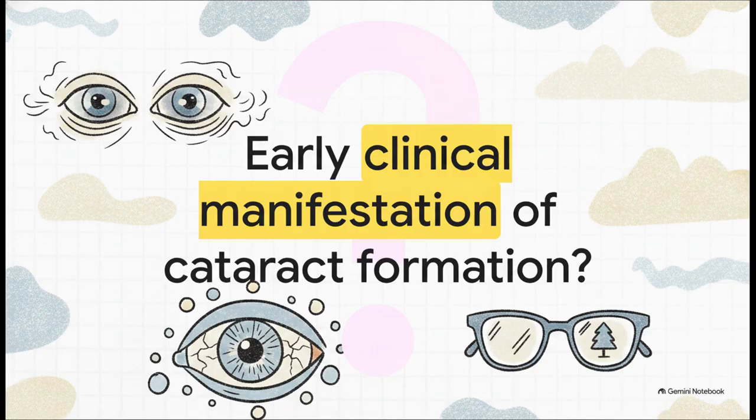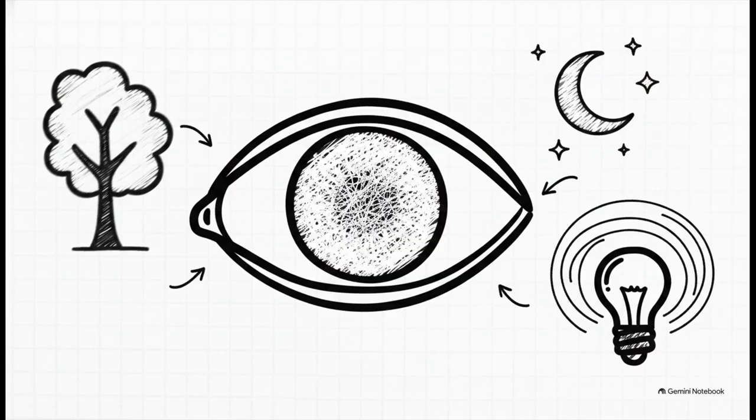Got those definitions locked in? Good. Let's tackle a question about cataracts. What's the chief clinical manifestation you'd expect in the early stages? Is it eye pain, floating spots, blurred vision, or diplopia, double vision? The correct answer is blurred vision.